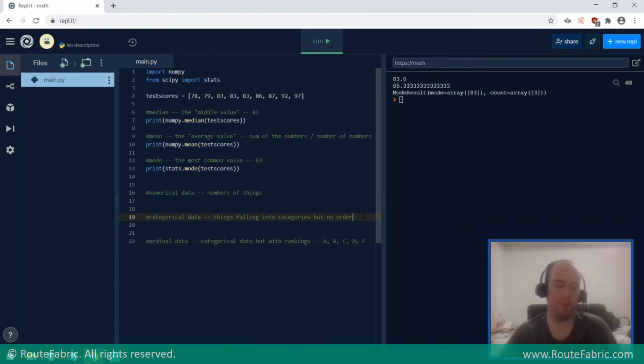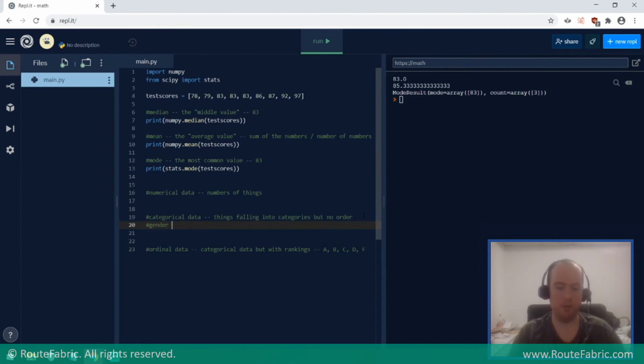Categorical data could be categories of, let's say, a gender. So let's say gender is male or female. Neither of the categories is above the other. They're just different categories. They mean different things. And so there's no ranking to them. There's no order to them. So this would be an example of categorical data.